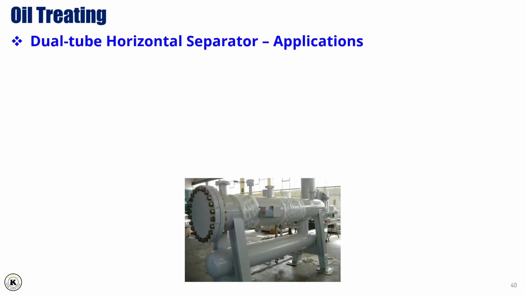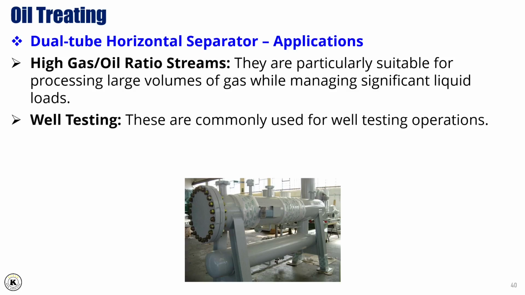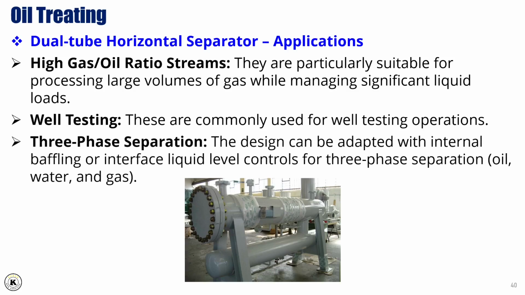Primary applications. Dual-tube horizontal separators are used in the oil and gas industry in conditions where a standard horizontal separator's advantages are needed, but with the added requirement of high liquid throughput. High gas-oil ratio streams. They are particularly suitable for processing large volumes of gas while managing significant liquid loads. Well testing. These are commonly used for well testing operations. Three-phase separation. The design can be adapted with internal baffling or interface liquid level controls for three-phase separation, oil, water, and gas.